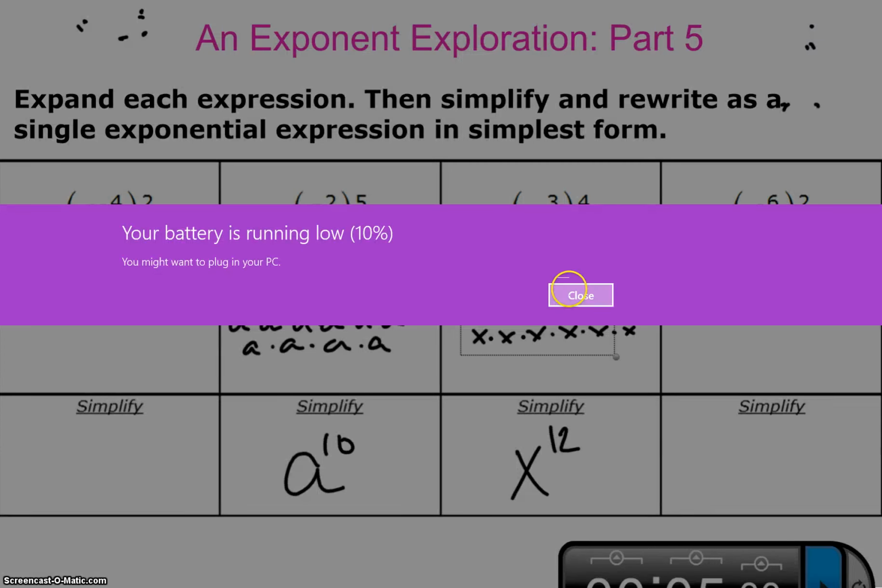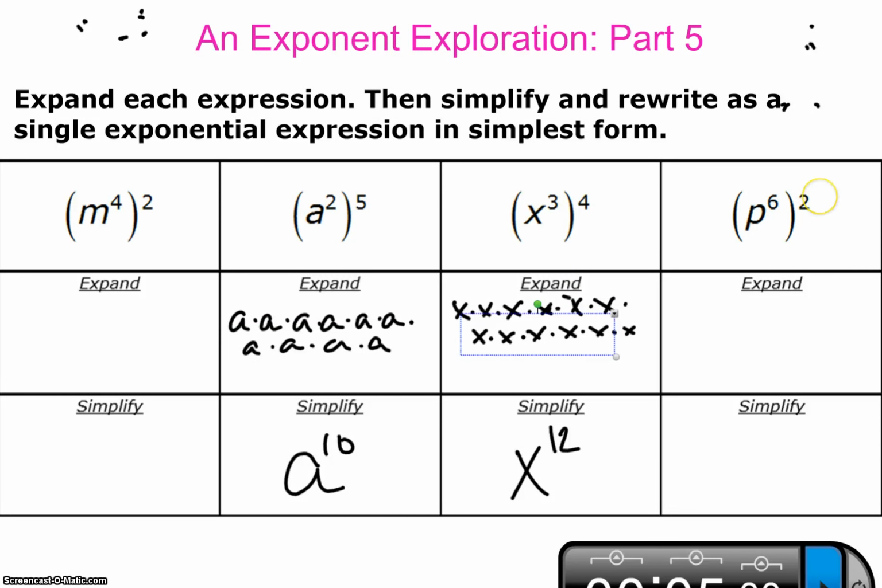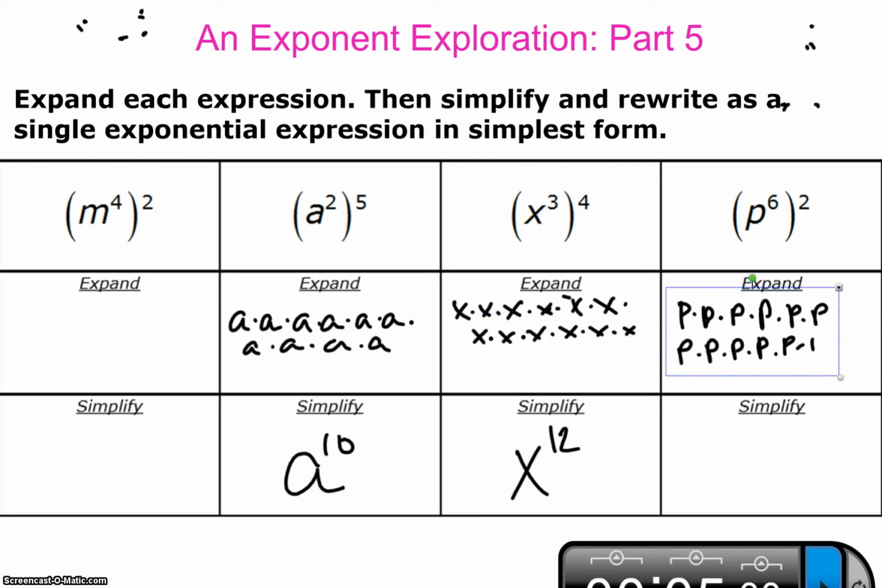Last example, p to the 6th power 2 times. So p times p times p times p times p times p. There's 1 time. P times p times p times p times p times p. So our simplified expression is p to the 12th power.